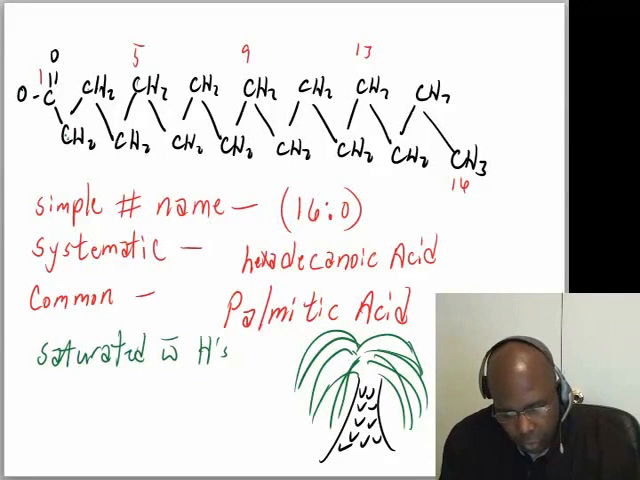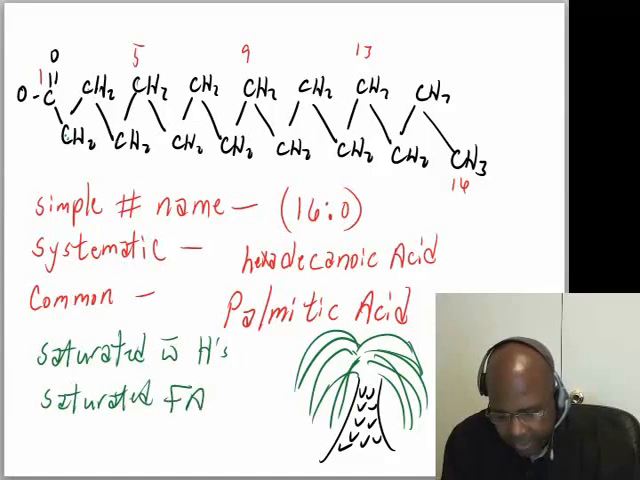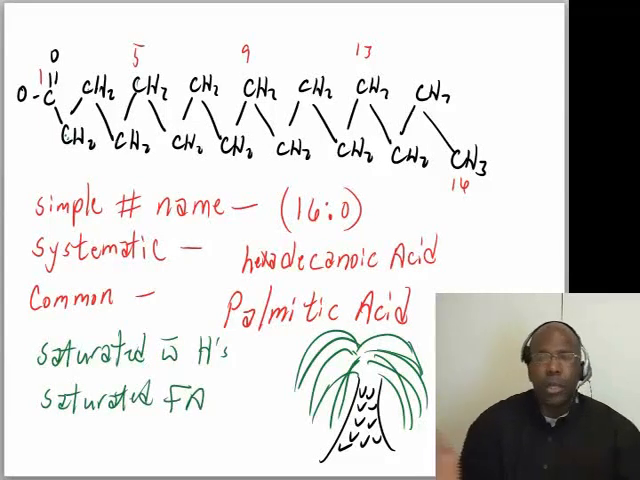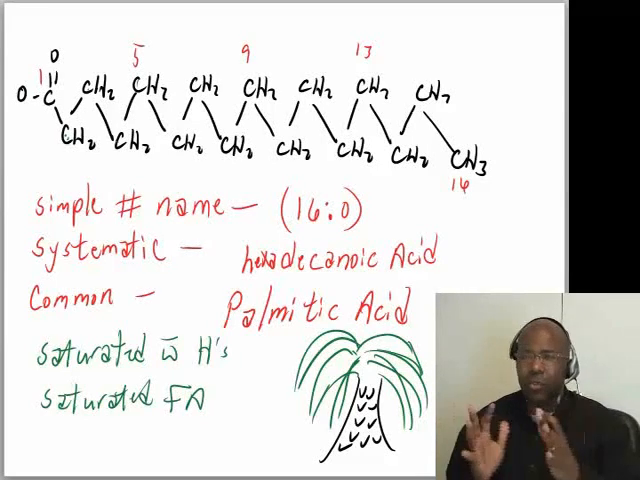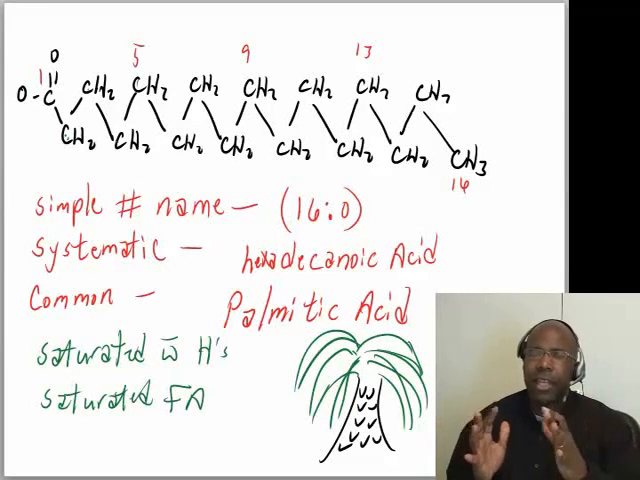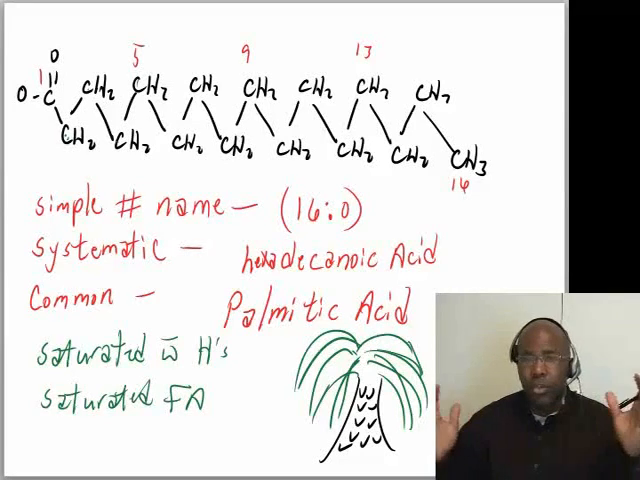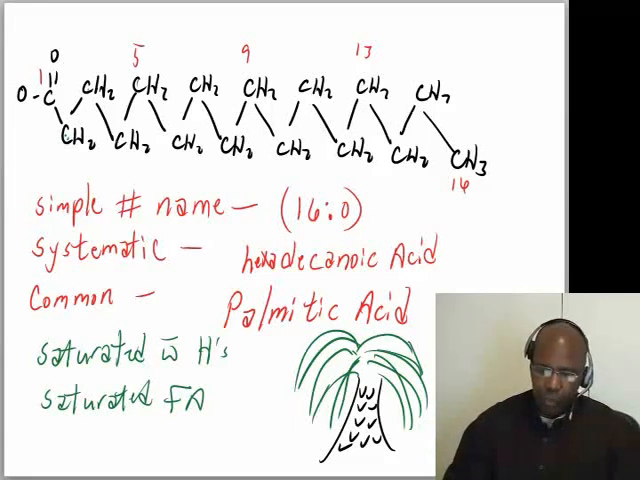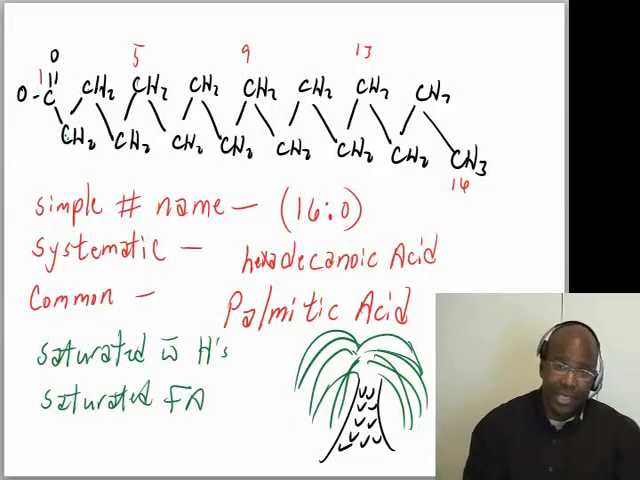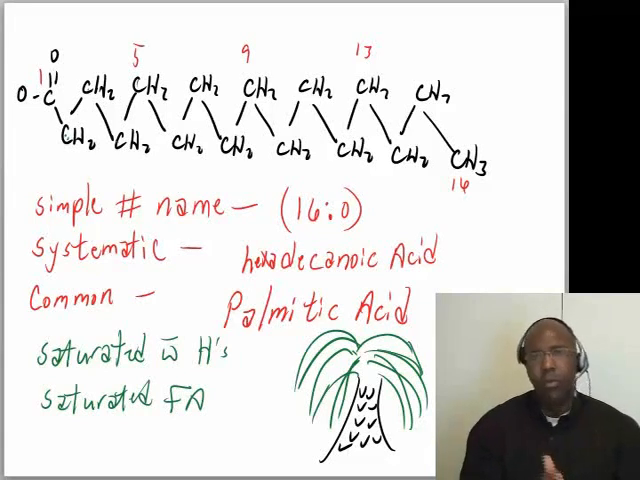And so, for that reason, we say that this fatty acid is a saturated fatty acid. If it had a double bond in it, it would not be saturated. Any fatty acid in which the hydrocarbon portion has a double bond is said to be an unsaturated fatty acid. And we'll look at an example of this on the next slide.